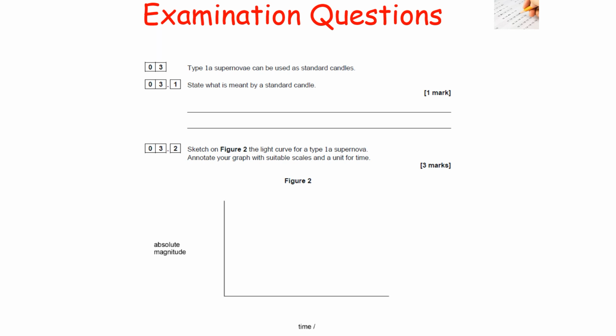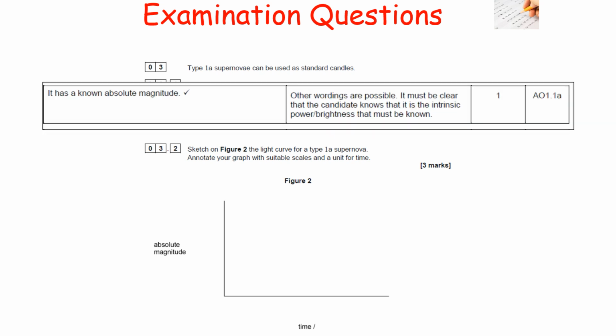Right, so the standard candle definition is just a clear definition you've got to learn. A standard candle is an astronomical object which has a known absolute magnitude and a measurable apparent magnitude. Now you've got to also be able to sketch the light curve for a type 1a supernova.